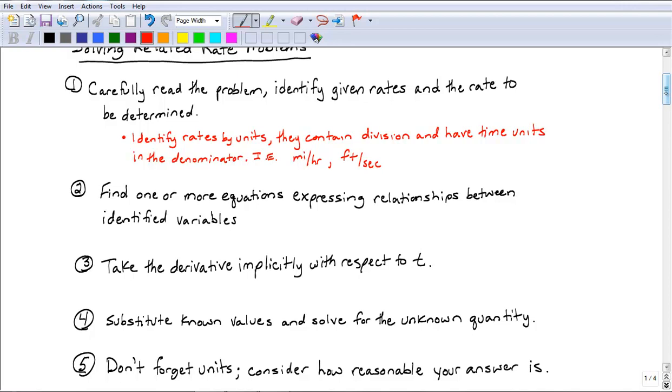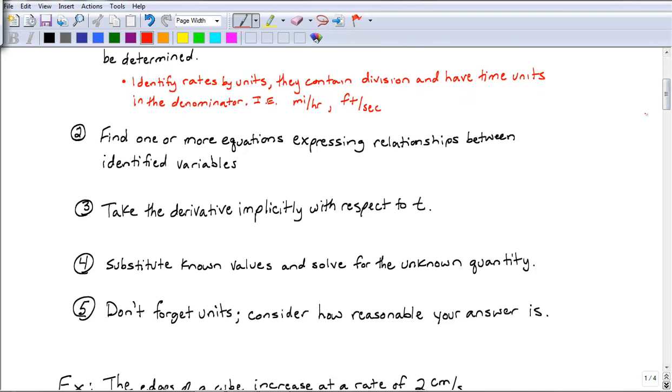That's what people love to do. They love to get their equation and plug stuff in, and that's not what you do here. After you get your equation, you take the derivative with respect to t. You have to get your rates in there. And the way to do it is take the derivative with respect to t. Always. And then you put your known values in and solve for what you don't know.